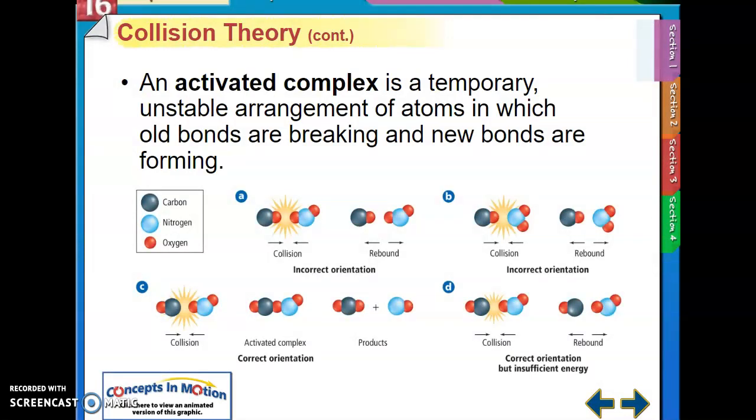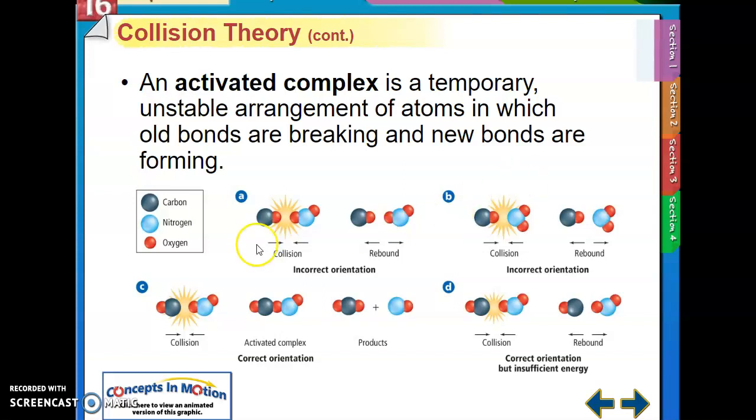An activated complex, after these two reactants collide, is a temporary arrangement of atoms in which all of the old bonds are breaking and the new bonds are forming. Not only do these atoms have to collide, and we'll go over this in a couple slides, but they need to collide in the correct orientation and with a sufficient amount of energy to cause the reaction to happen.